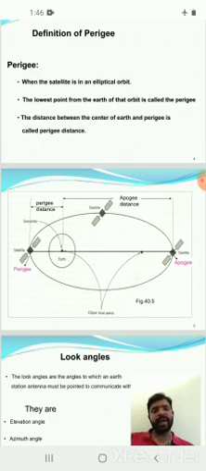Here, apogee and perigee are used to find the satellite location. So, if the orbit is elliptical, the apogee is the farthest distance and perigee is the smallest. If we assume the orbit is circular, then apogee and perigee are the same. That means apogee distance is equal to perigee distance when the satellite is in a circular orbit.